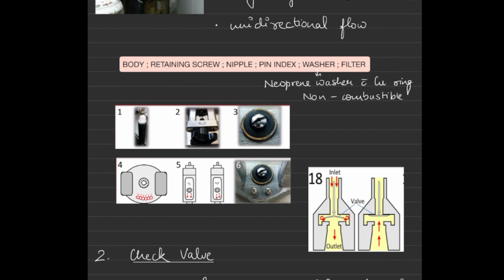So these are the diagrams showing the hanger yoke assembly. We have the washer, black colored. We have the retaining screw and we have the nipple inside this. This is the pin index, a different pin index for different gases, and this is another diagram showing nipple, retaining screw, washer, pin index.